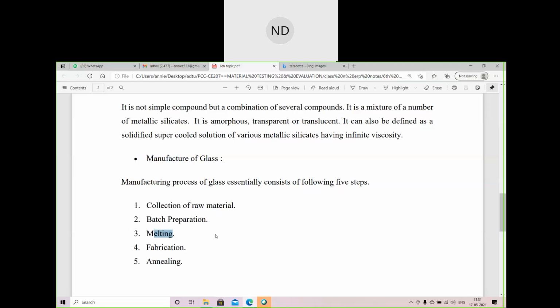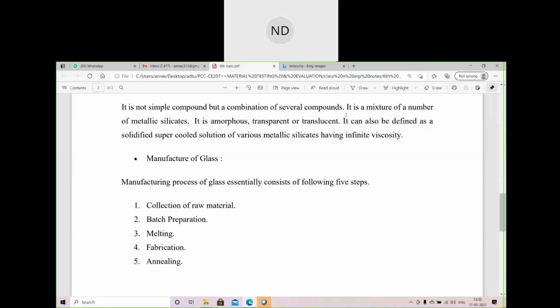This can be formed by collecting the raw material first, then mixing, then melting those mixed materials together, and then we fabricate them and anneal them. That means we give different shapes and sizes, designs, the decorative things, and then these glasses are exported. All the glasses are made of metallic silicate.